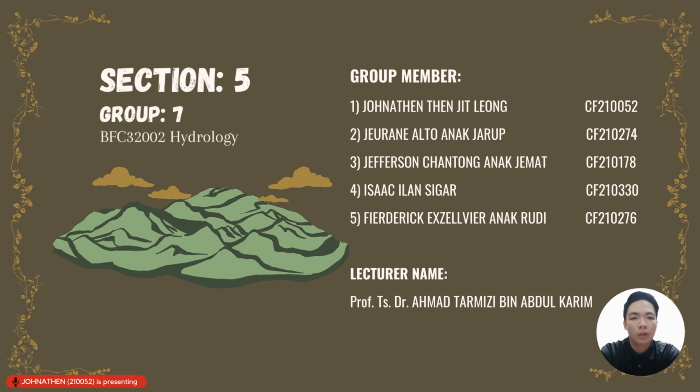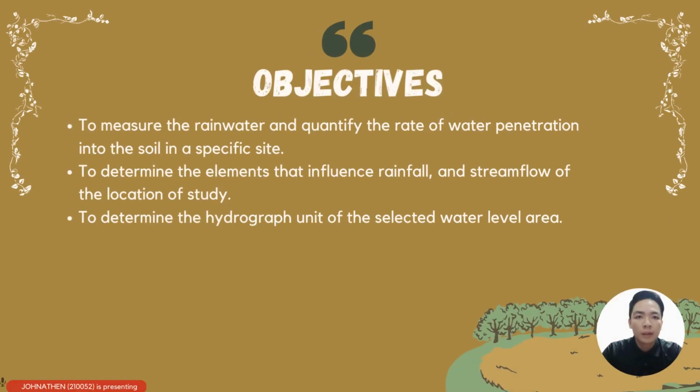My name is Johnathen Leong. Metric number is CF21052. Group 7 consists of 5 members. First is myself, and we have Jeurane Alto, Jefferson Chantong, Illan and Fierderick Exzellvier. So let us start with the objectives.